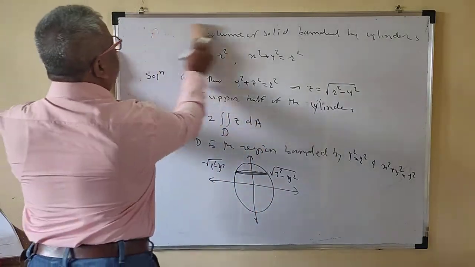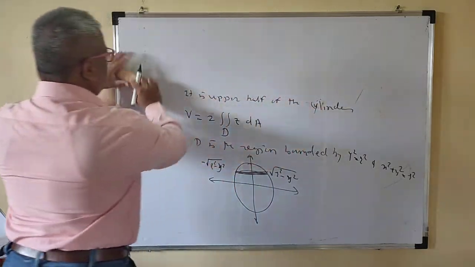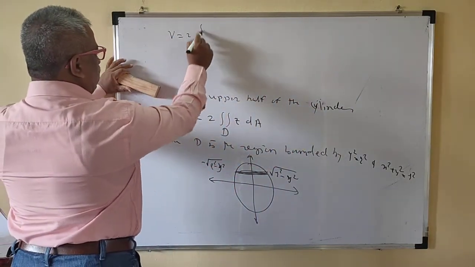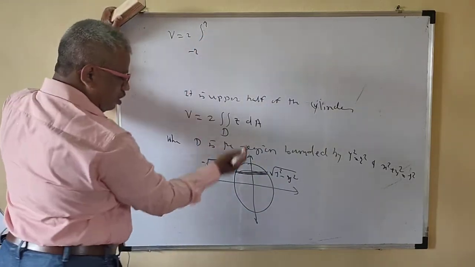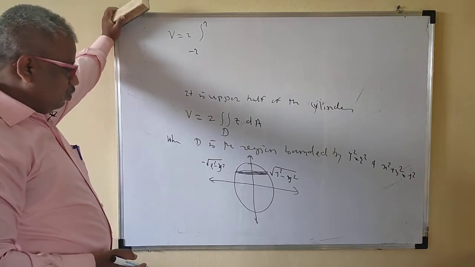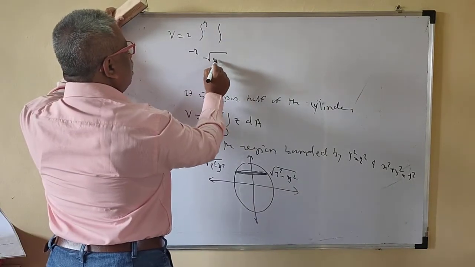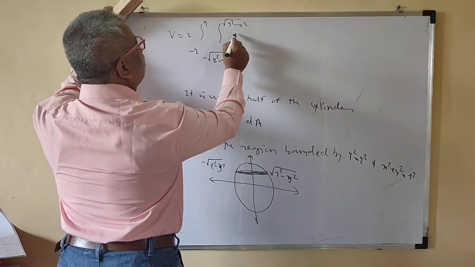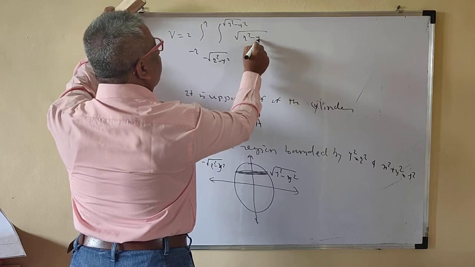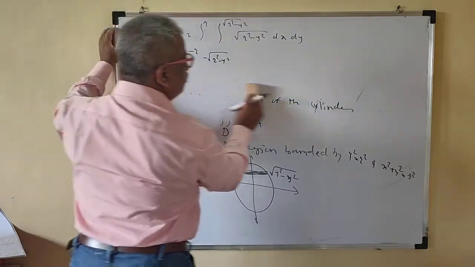Okay. So now the limits. Volume is equal to 2 times double integral, y from minus r to r, because we are taking the full circle. So the limits of x are minus root of r square minus y square to root of r square minus y square, of root of r square minus y square dx dy.